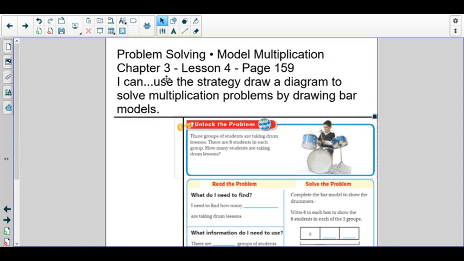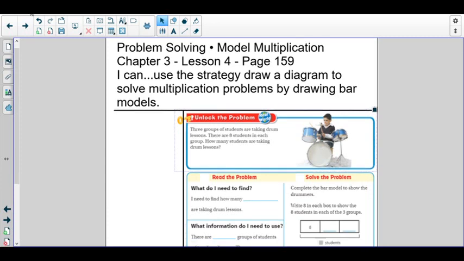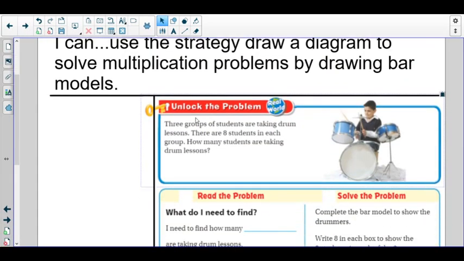So let's take a look here at our I can statement, and that's a great place to start. We're going to use the strategy of drawing a diagram to solve multiplication problems by drawing a bar model. Okay, so what does that necessarily mean? Well, let's just jump right in.